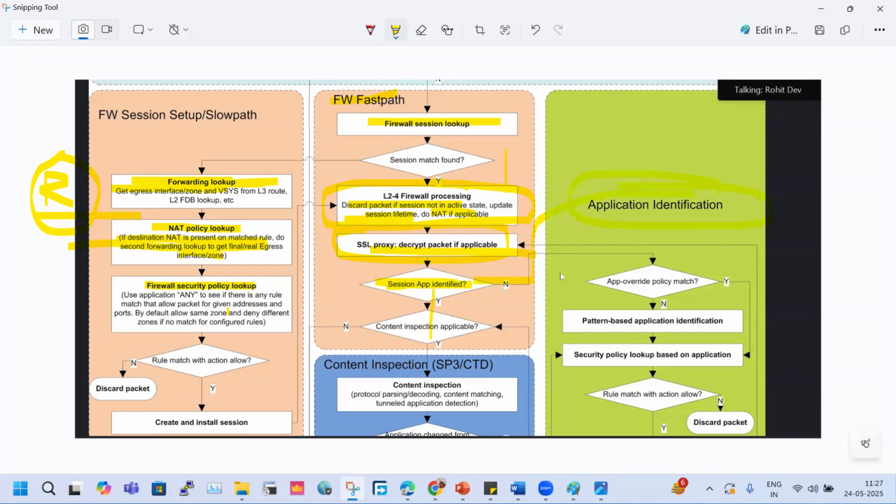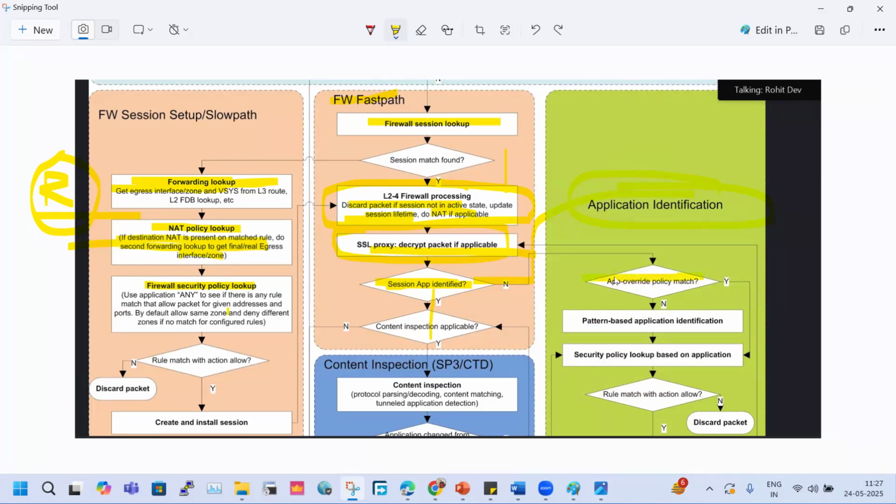Okay. In the application identification process, you can see we have several stages available, like application override match. That we will see, what is application override. Once we go through the application control of the Palo Alto firewall, then you will get to know all these things, right? As of now, just go through it, just try to understand the flow. After covering all the topics, you can again go through this packet flow, then you will be able to understand what I was talking about in this packet flow, right?